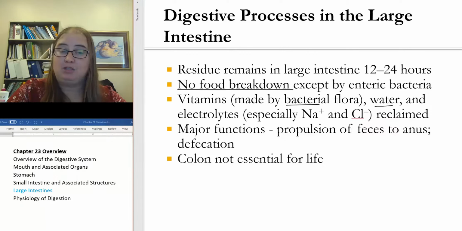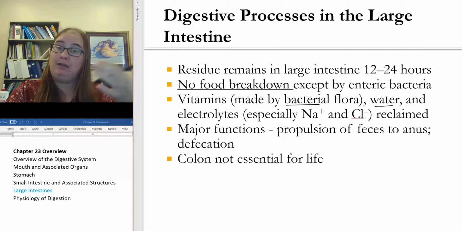So if you think about it, someone who has diarrhea most likely has a colon that isn't carrying out the process properly, because it's not pulling the water out of that foodstuff like it should be.